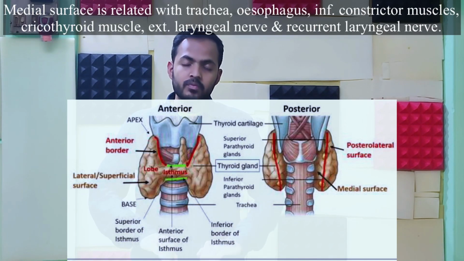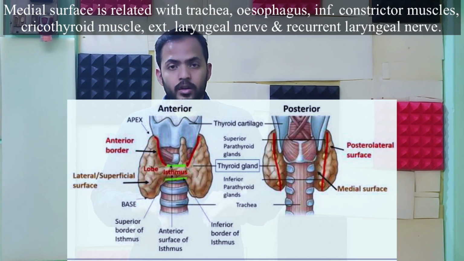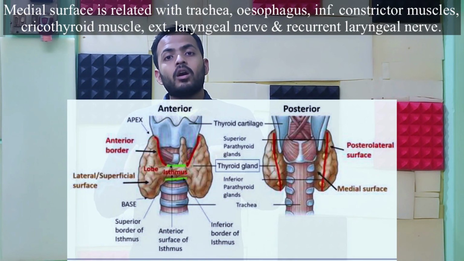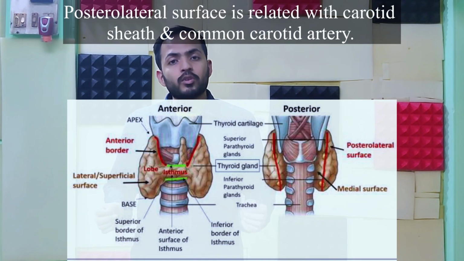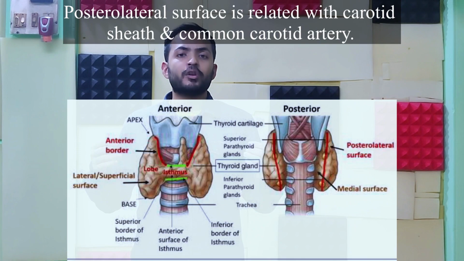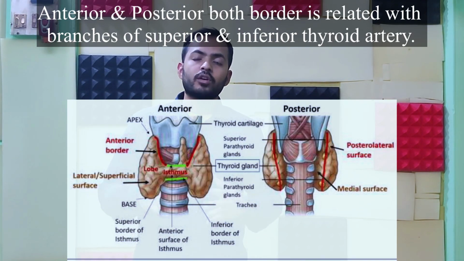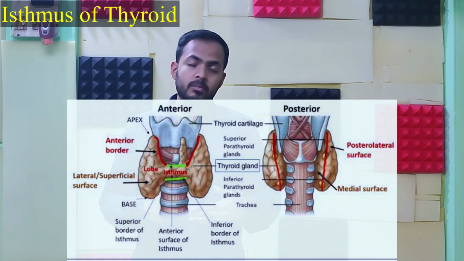The medial surface is related with the trachea, esophagus, inferior constrictor muscle, cricothyroid muscle, along with the external laryngeal nerve and recurrent laryngeal nerve. The posterolateral surface is related with the carotid sheath and common carotid artery. The anterior and posterior borders are related with the branches of the superior thyroid artery and inferior thyroid artery.